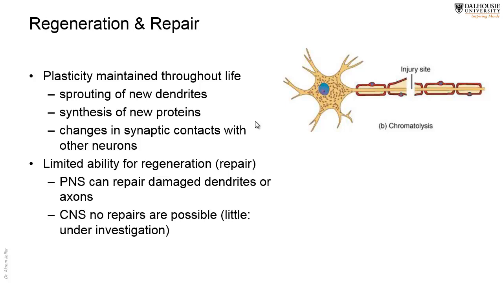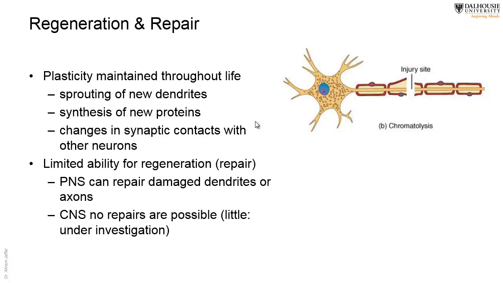And this repair is limited to the peripheral nervous system and not to the central nervous system. But whether central nervous system or peripheral nervous system, neurons have plasticity. This is something different from regeneration or repair. Plasticity means that throughout life, the neurons sprout new dendrites, make new connections, synthesize new proteins, so make new synapses, new connections. This is what we call plasticity.